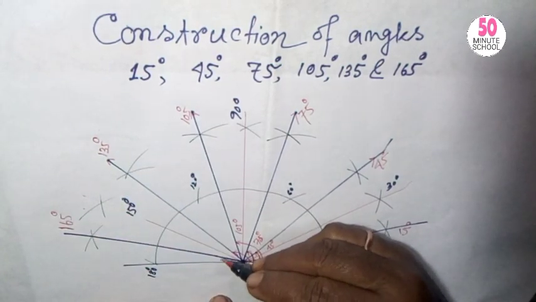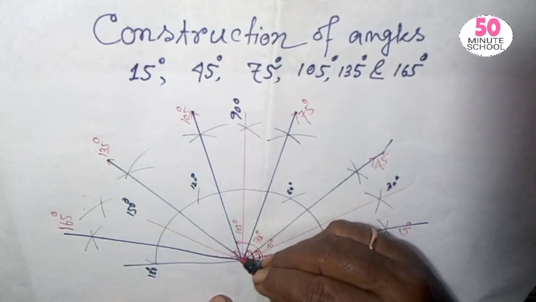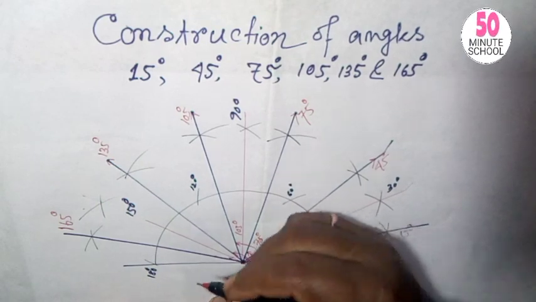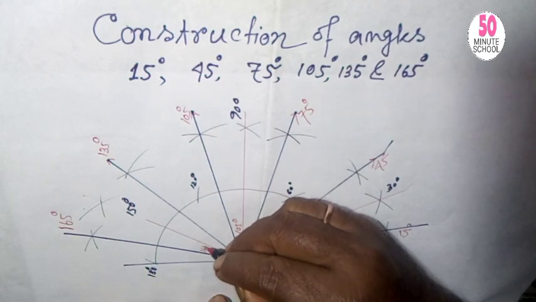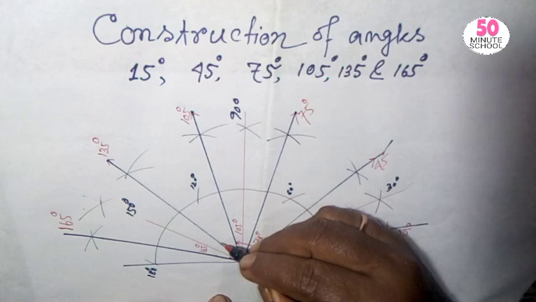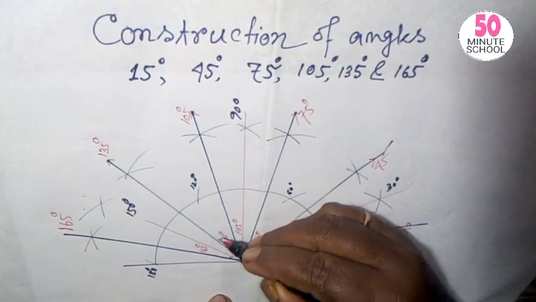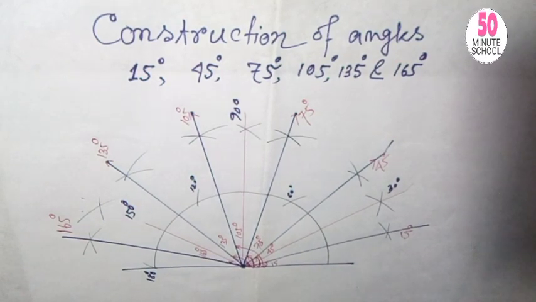Lastly, I join them. This is the 165 degree. This angle is 135 degree angles. This is the construction of all angles.